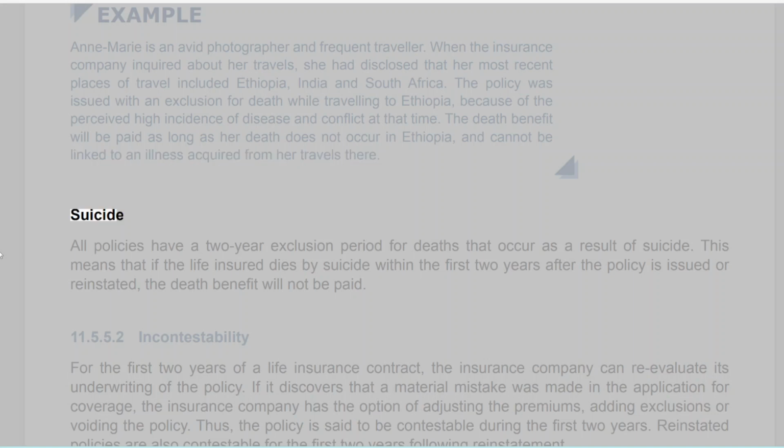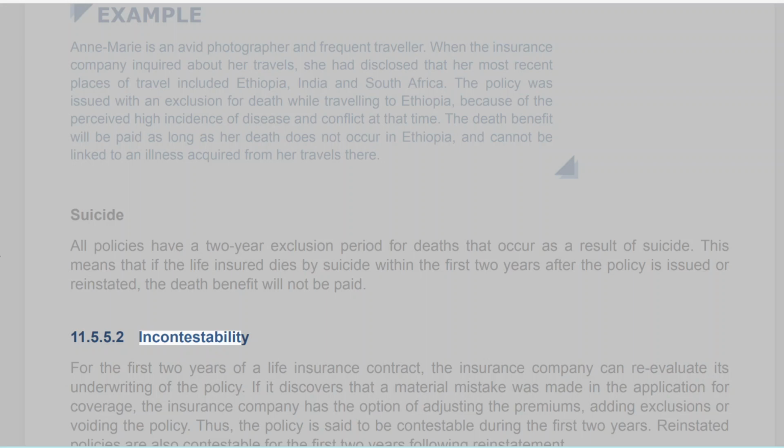Suicide. All policies have a 2-year exclusion period for deaths that occur as a result of suicide. This means that if the life insured dies by suicide within the first 2 years after the policy is issued or reinstated, the death benefit will not be paid.